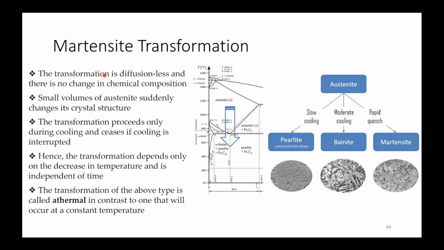The transformation is diffusionless and there is no change in chemical composition in case of martensite transformation. Small volumes of austenite suddenly change their crystal structure, and the transformation proceeds only during cooling and ceases if cooling is interrupted. Hence, the transformation depends only on the decrease in temperature. No, it is independent of time and depends on temperature. So the transformation of the above type is called athermal, in contrast to one that will occur at a constant temperature.